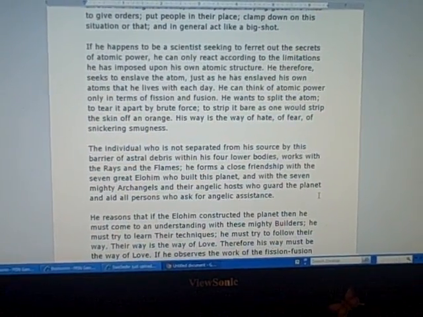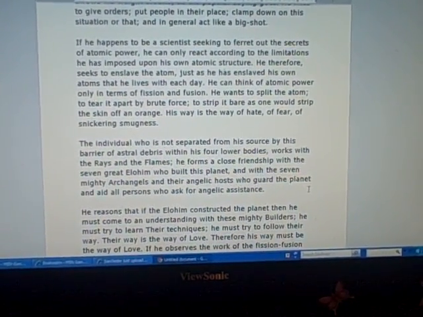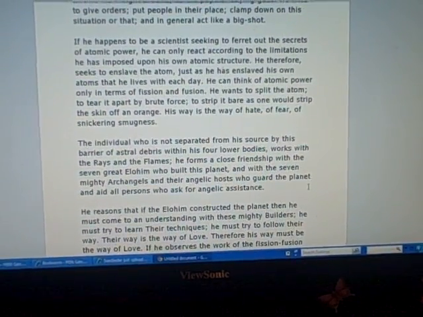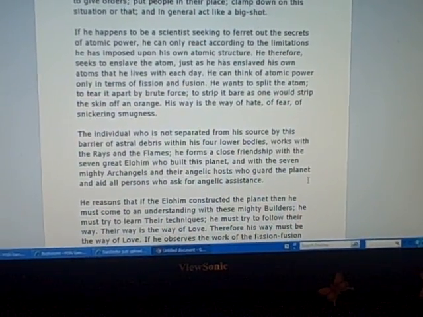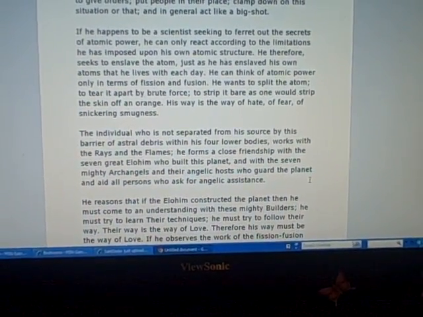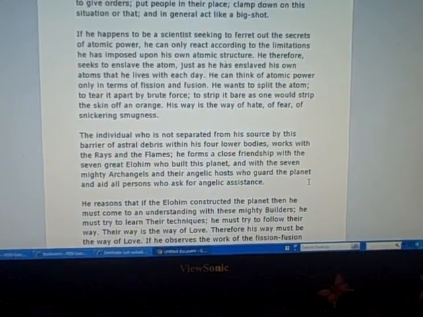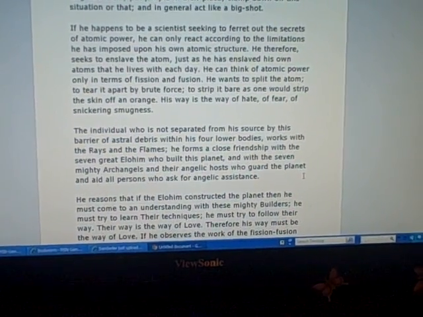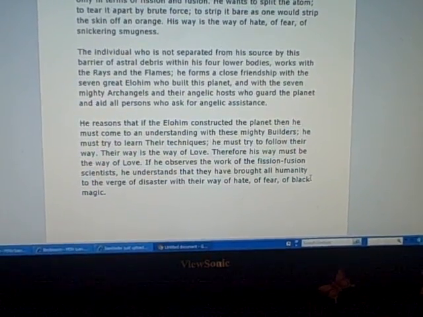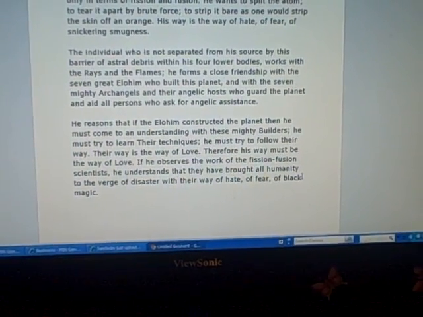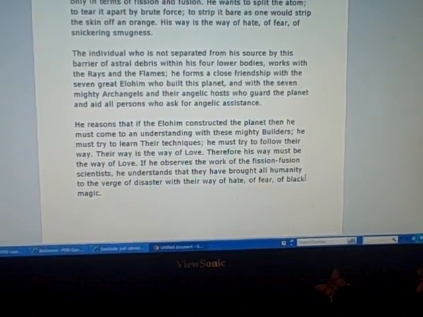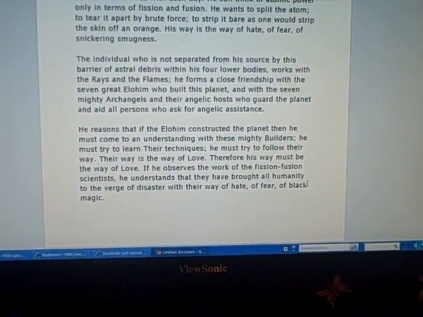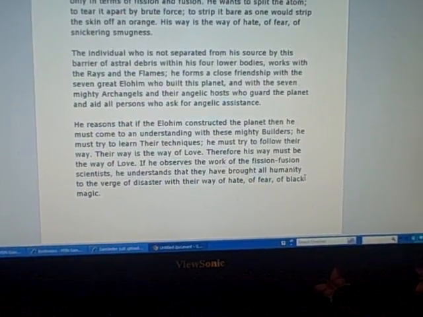The individual who is not separated from his source by this barrier of astral debris within his four lower bodies works with the rays and the flames. He forms a close friendship with the seven great Elohim who built this planet, and with the seven mighty archangels and their angelic host, who guard the planet and aid all persons who ask for angelic assistance. He reasons that if the Elohim constructed the planet, then he must come to an understanding with these mighty builders. He must try to learn their techniques. He must try to follow their way. Their way is the way of love. Therefore, his way must be the way of love.